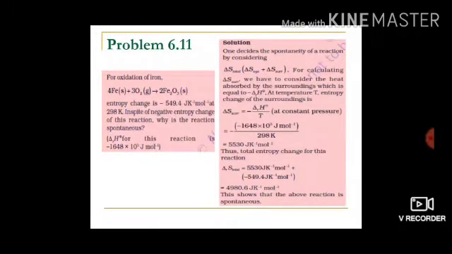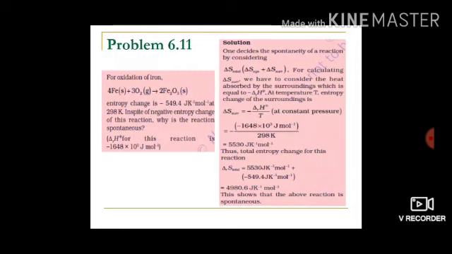Let's see another problem, 6.11 from the textbook. For the oxidation of iron, the reaction is given: 4Fe + 3O2 gives 2Fe2O3 solid. The entropy change is -549.4 joules Kelvin inverse mole inverse at 298 Kelvin. In spite of this negative entropy change for this reaction, why is the reaction spontaneous?